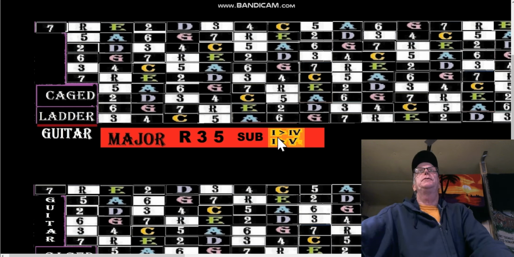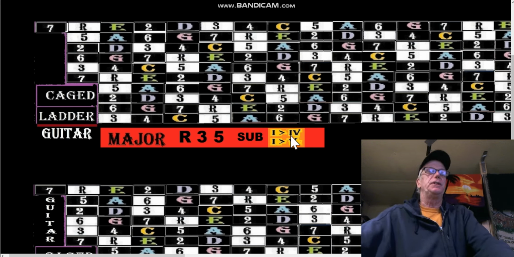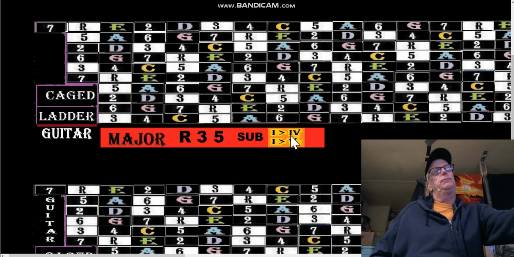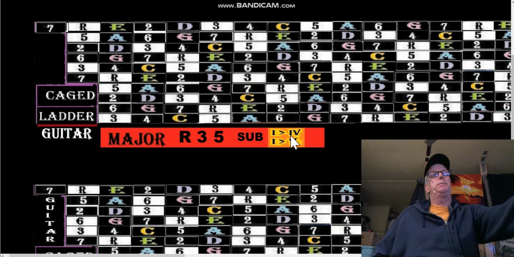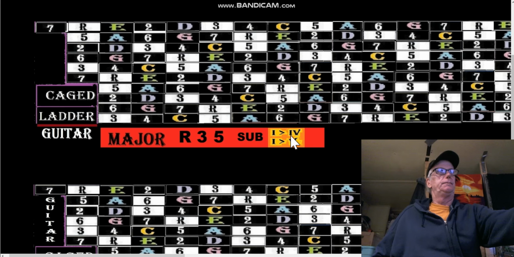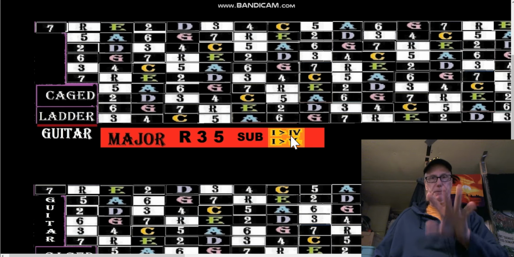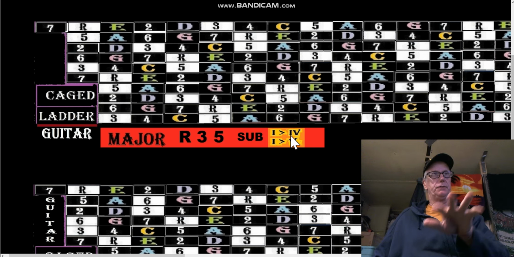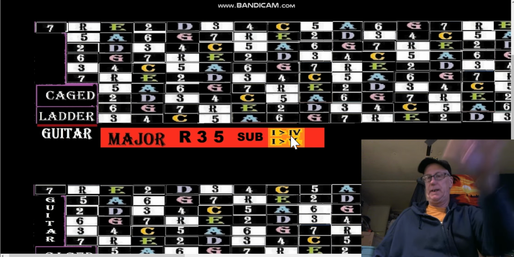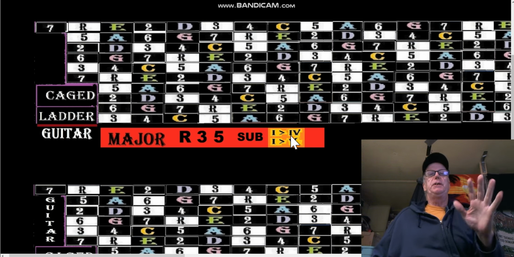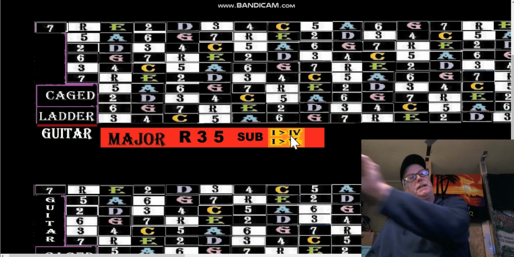Now we can do the substitutions in the majors. They're easier. So look at this. If I go root 3 5 on the piano, I can use that same finger motion for the F, the same finger motion for the G, and the same finger motion for the A minor, because the piano is set up that way.